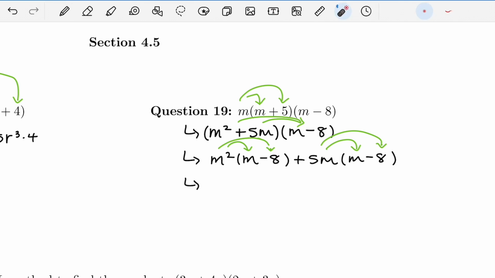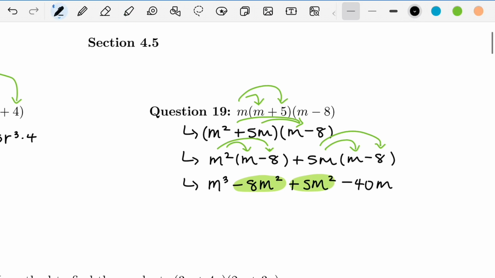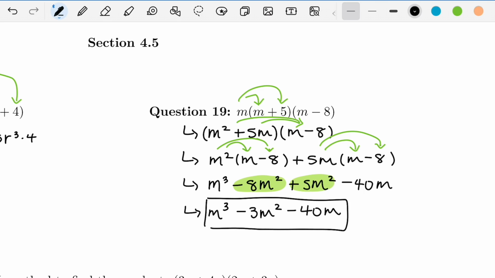Doing this, we know when we multiply this m squared and this m, we're just going to add these exponents. So this will give us an m cubed and a minus 8m squared, then a plus 5m squared, and then a minus 40m here. Now from here we can combine like terms. These are like terms. So this will give us m cubed minus 3m squared minus 40m. So this would be our final answer here.